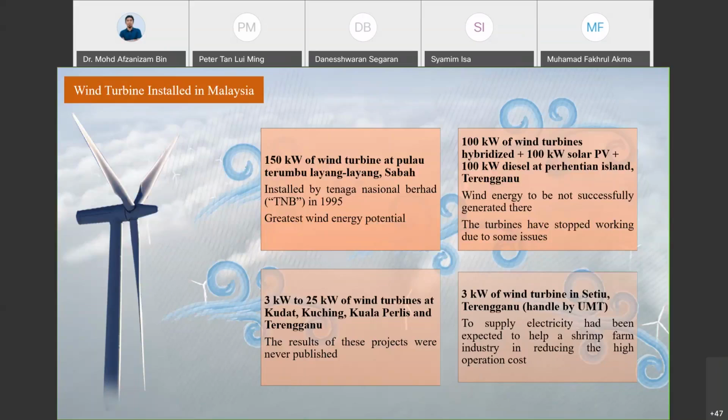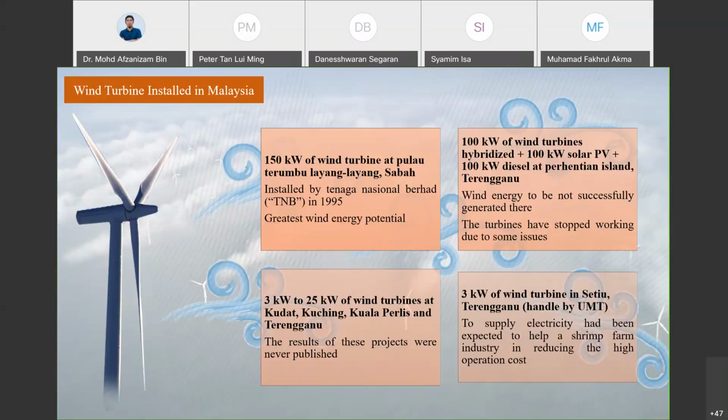Okay, the second is more of a combination. It has a 100 kilowatt wind turbine with 100 kilowatt solar PV and 100 kilowatt at Perhentian Island, Terengganu. However, the wind energy was not successfully generated because the turbine stopped working due to some issue. But the issue is not stated. It just says that they had some issue why the turbine stopped working.